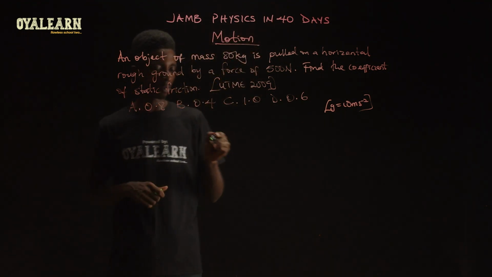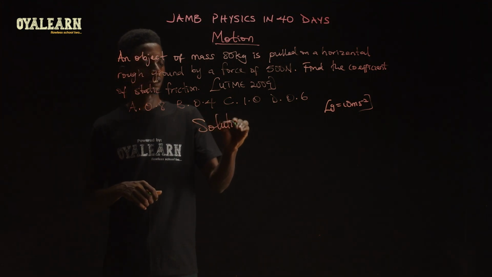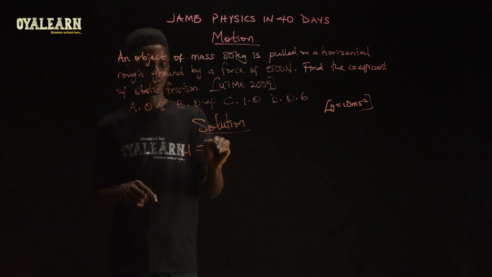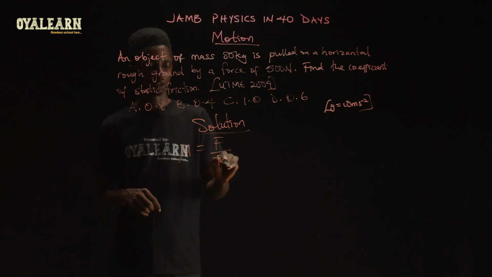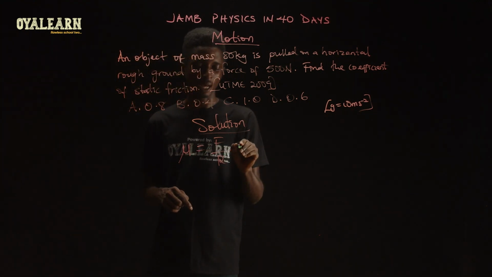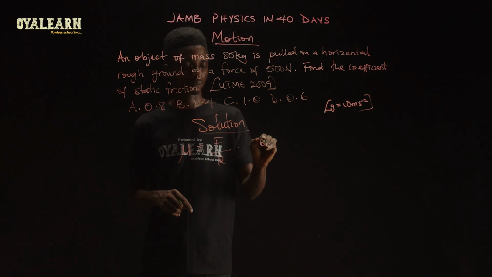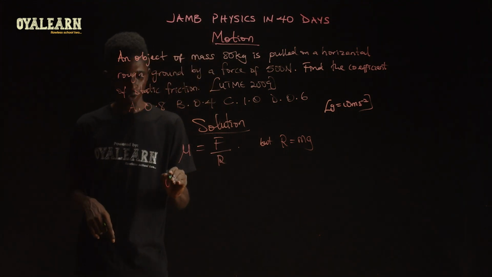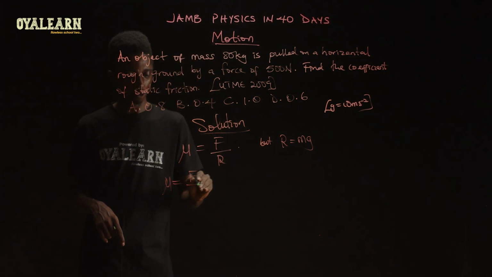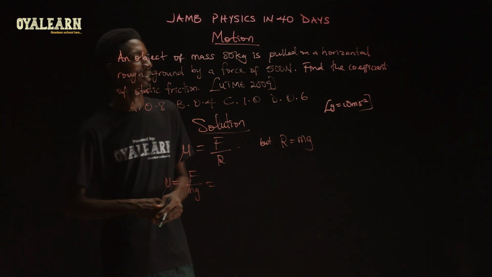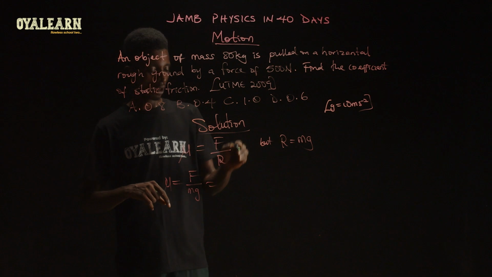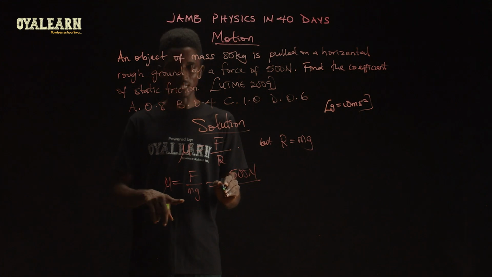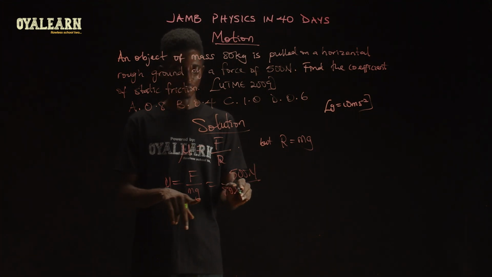Okay, so now to solve this problem, we're going to apply the equation for coefficient of static friction. The coefficient of static friction is given as force over normal reaction. Now, we should also know that normal reaction is mass times acceleration due to gravity. So this coefficient therefore becomes F over mg. Now let's apply that. F is given as 500, so 500 newtons over mg, that is mass, which is 80, times g, which is 10.